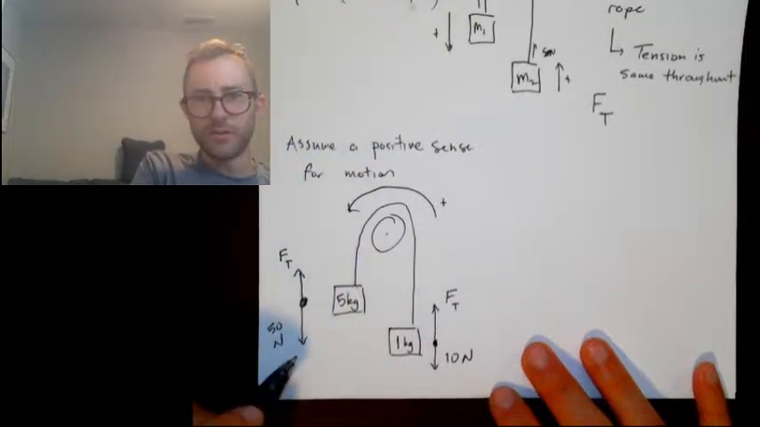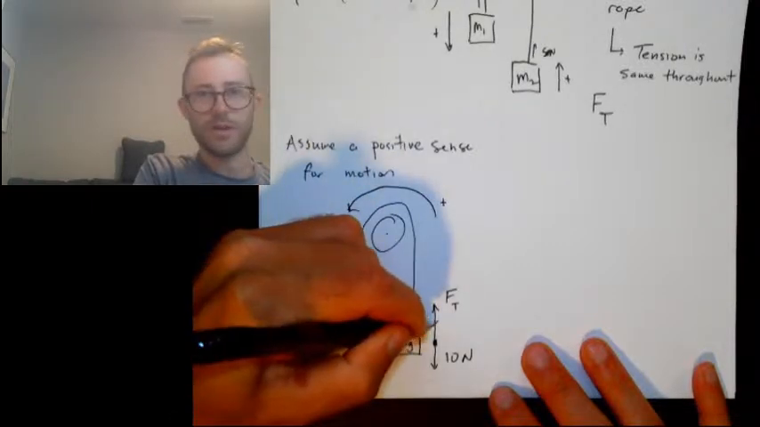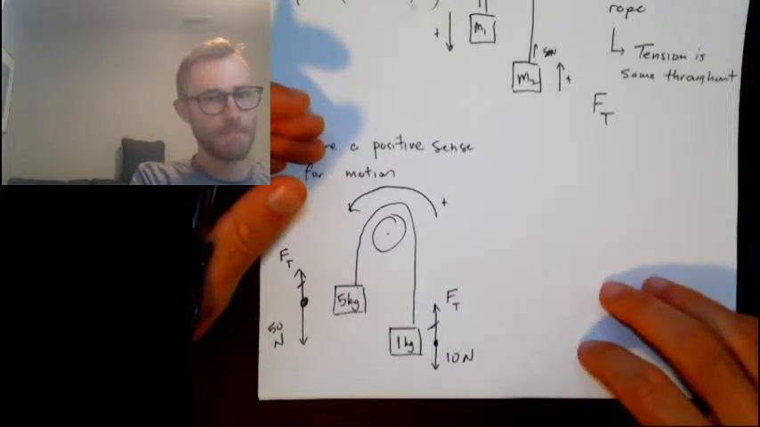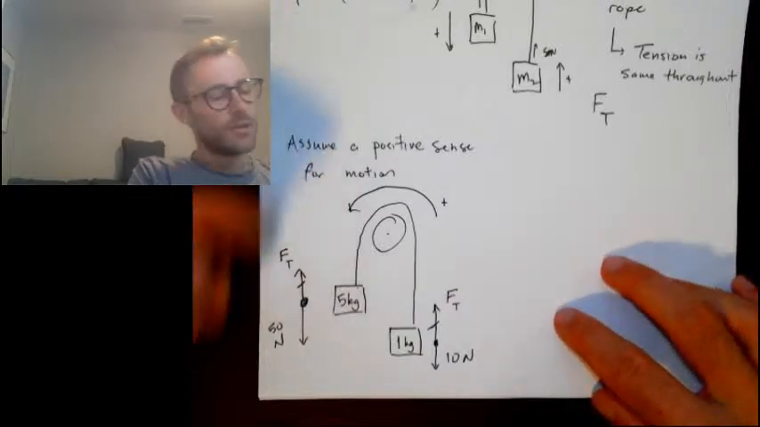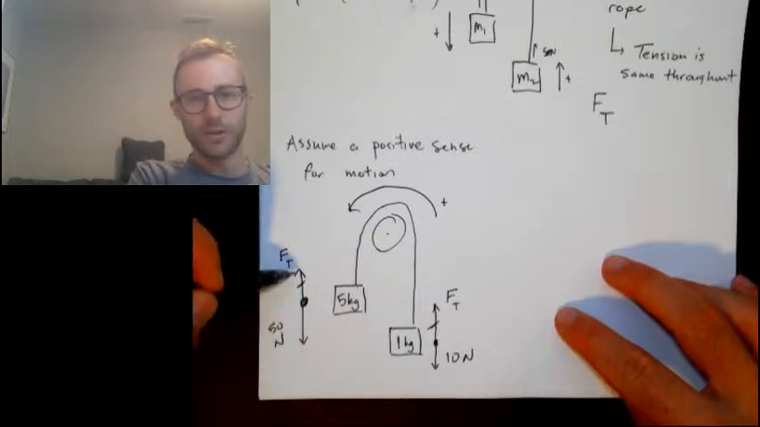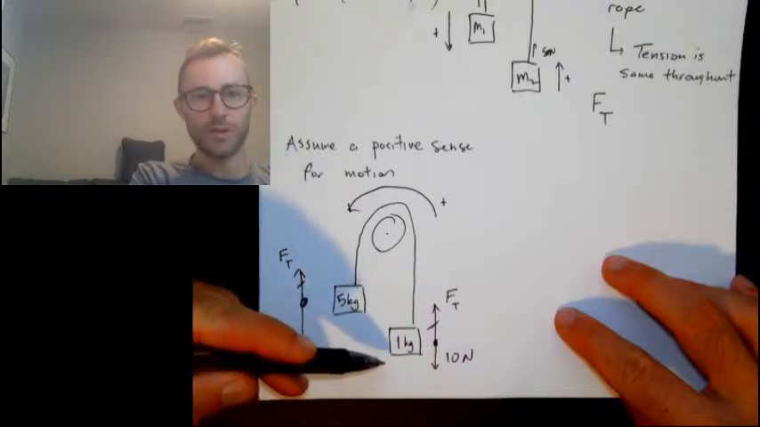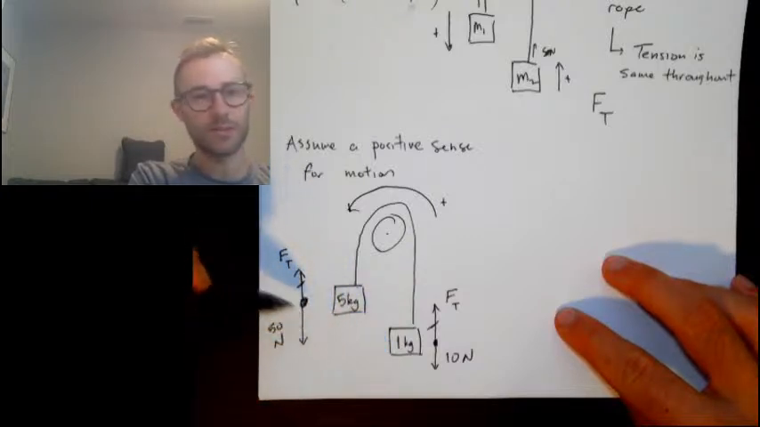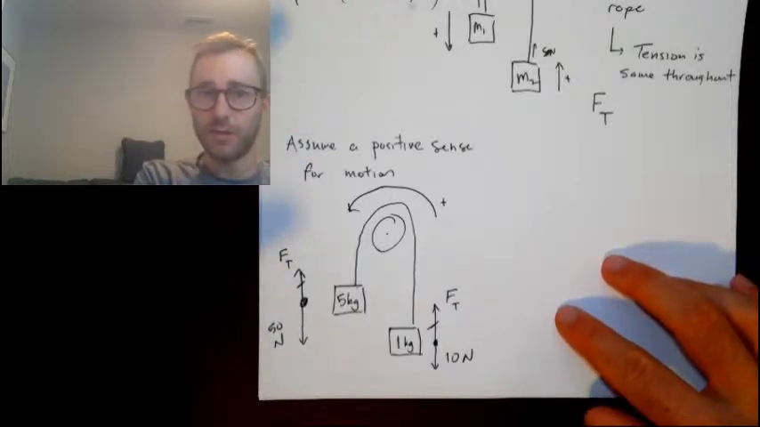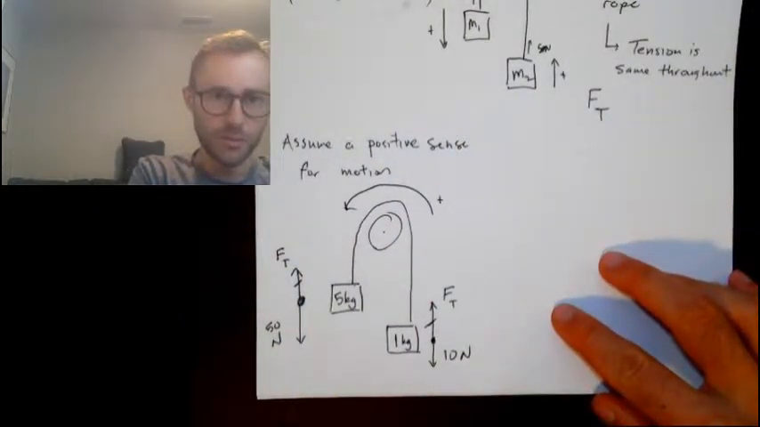All right, now a couple of things. Because the tension is the same throughout the rope, this force has to equal that force in size. Notice how for the 5 kilogram mass, I have drawn the 50 newton arrow to be longer than tension. Why is that? Because the 5 kilogram is heavier than the 1 kilogram, so I know that this 5 kilogram mass is going to accelerate downward. If the 5 kilogram mass accelerates downward, then its downward forces had better be bigger than the upward forces.